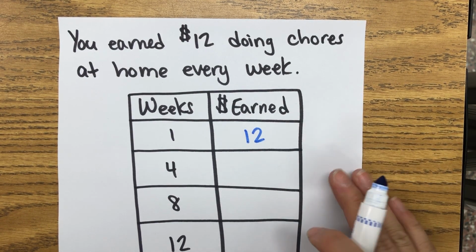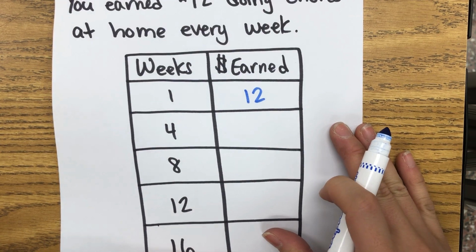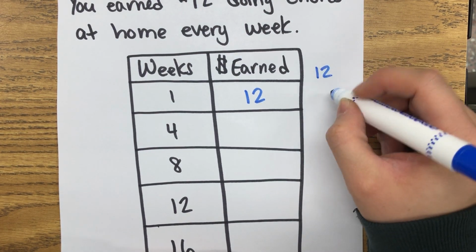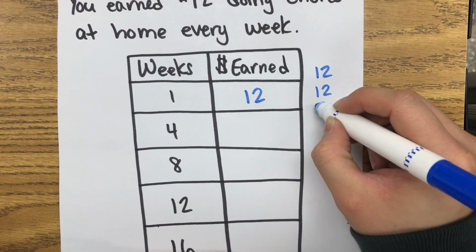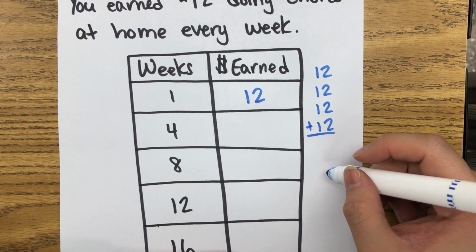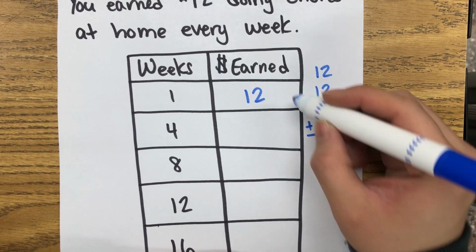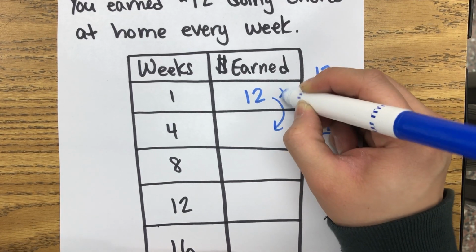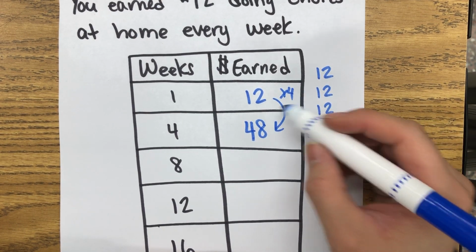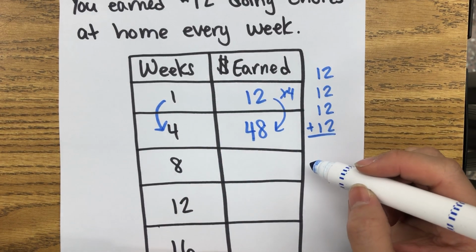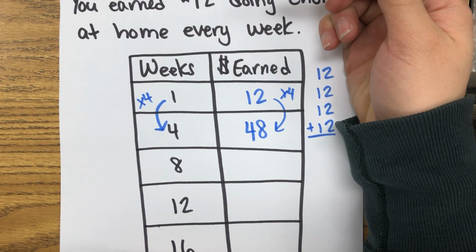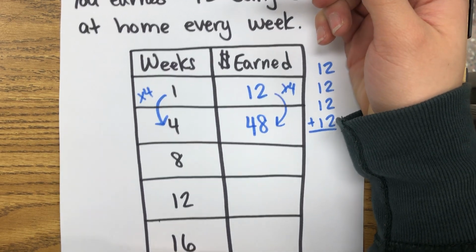If I do chores for 1 week, I earn $12. How about 4 weeks? Now you could add $12 for 1 week, for 2 weeks, for 3 weeks, for 4 weeks. You could add that together, or you could do 12 times 4. If we did 12 times 4, we get 48. And again, if this is proportional, then this jump on this side must also work. 1 times 4 is 4.